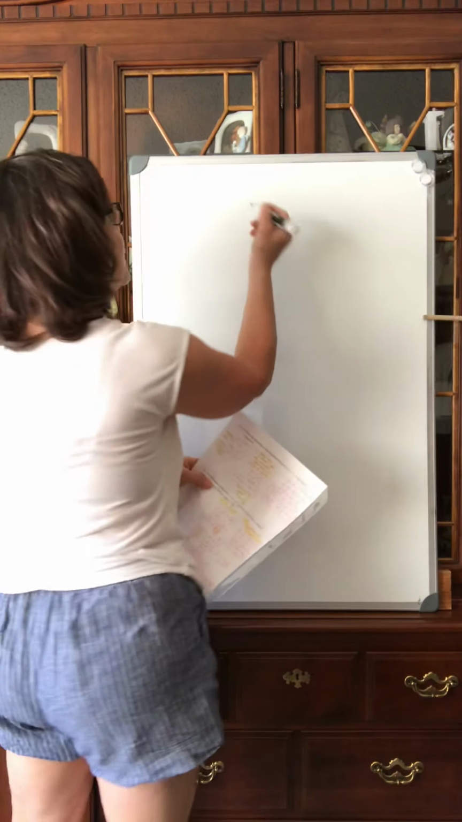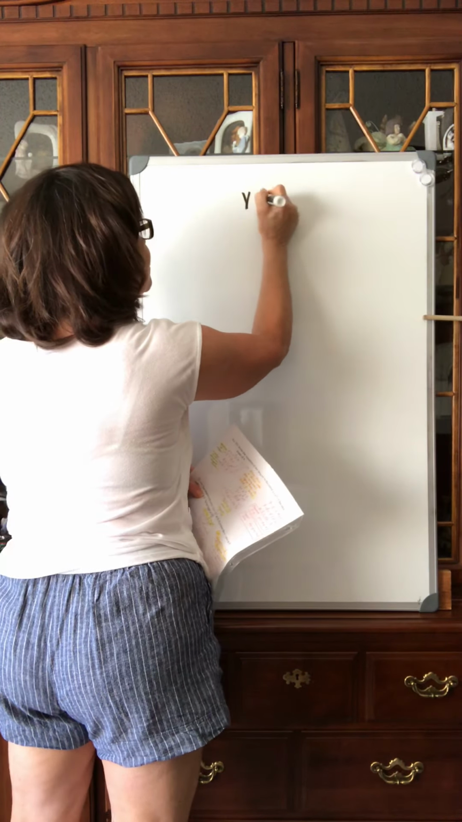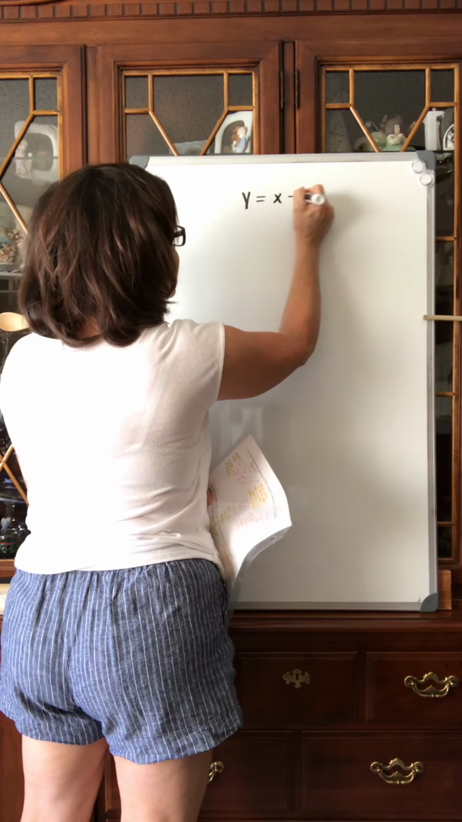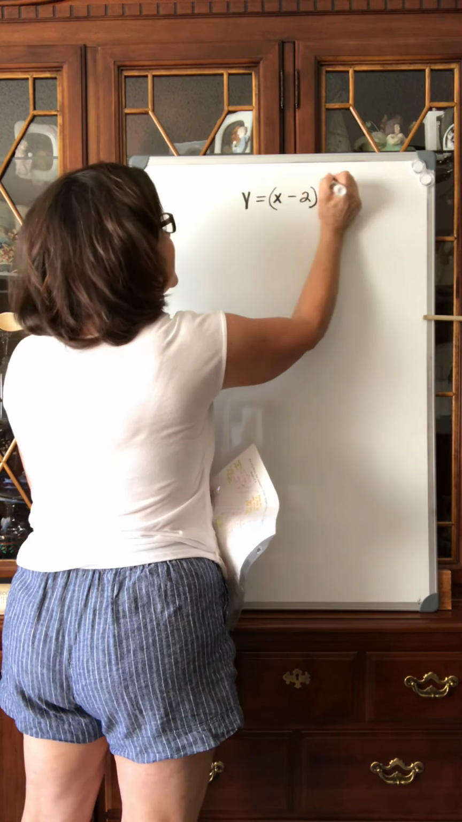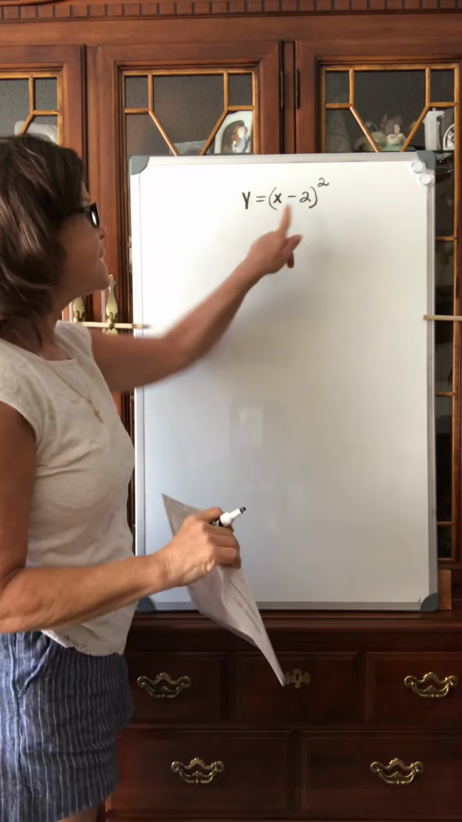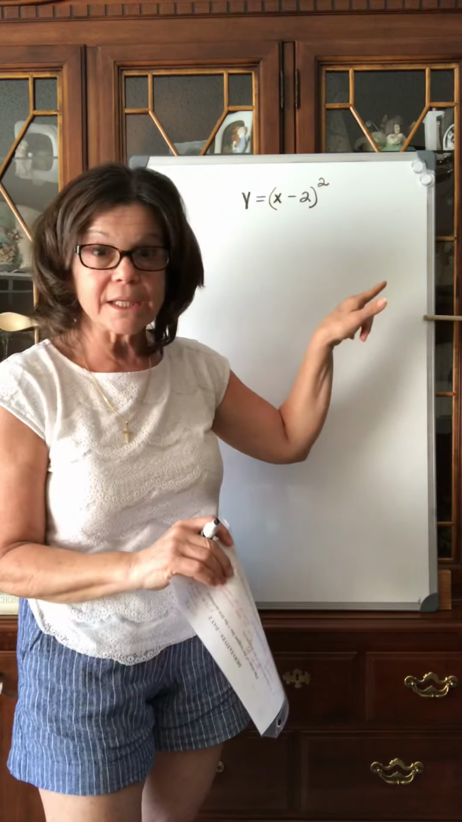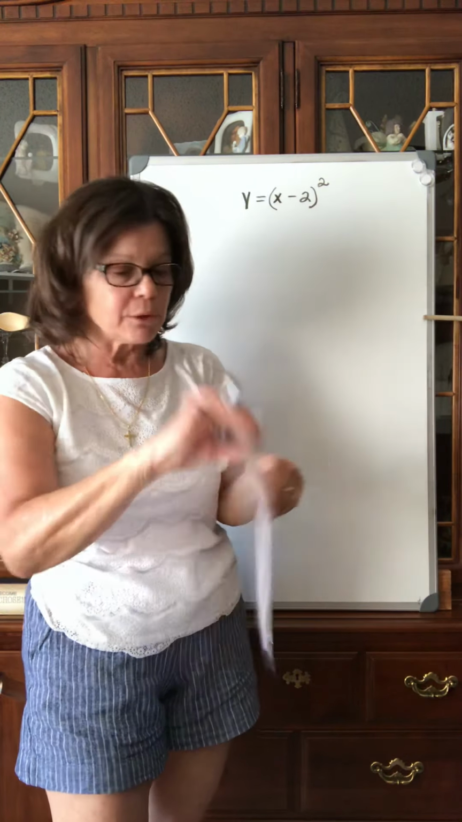So the tangent to the curve y equals x minus 2 squared. So here's our function, y equals x minus 2 squared. That is a parabola that has a horizontal shift right 2 units from the origin, from our parent function.